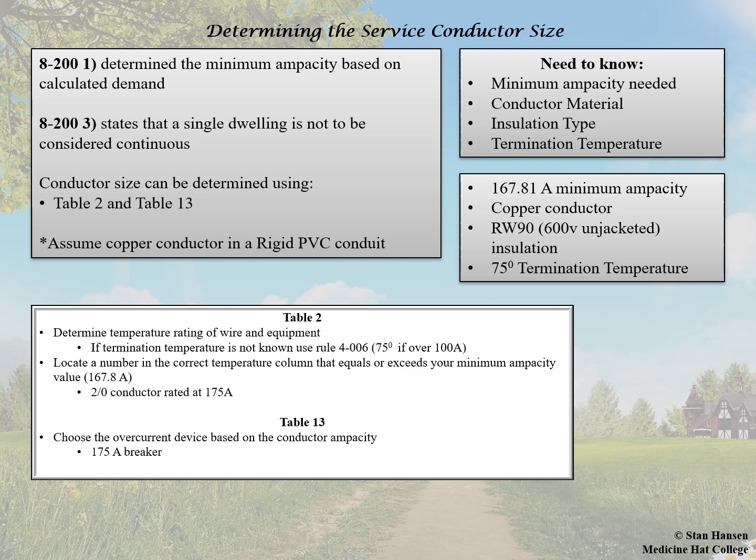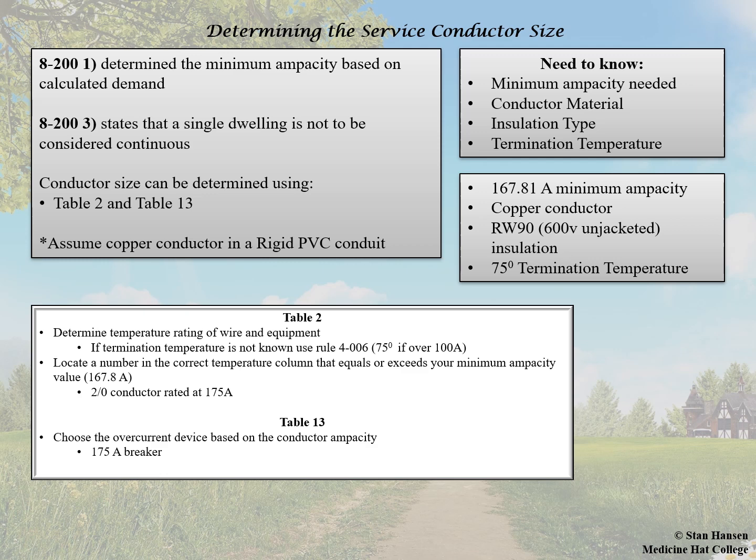Now pay attention to rule 4006. If you don't know what the termination temperature is, this rule tells you what to assume. And we can assume, according to rule 4006, it is going to be a 75-degree termination temperature if it is over 100 amps, in which case we are.